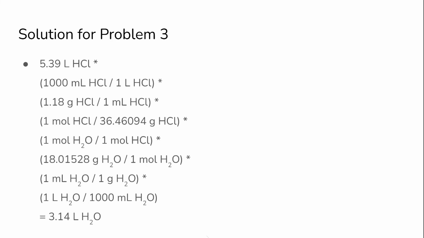Then you use molar mass again to convert from moles of H2O to grams of H2O. Then use density again to convert from grams of H2O to milliliters of H2O. Finally, use another conversion factor to convert from milliliters of H2O back to liters of H2O, giving you exactly 3.14 liters of H2O, also known as pi.